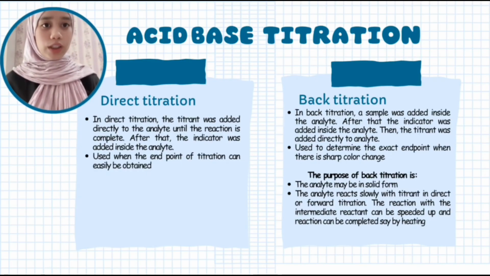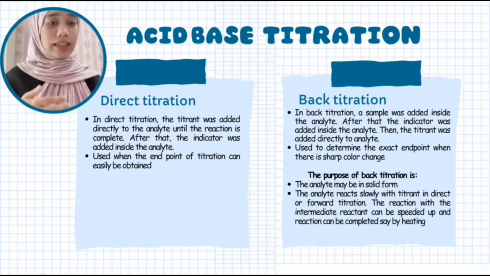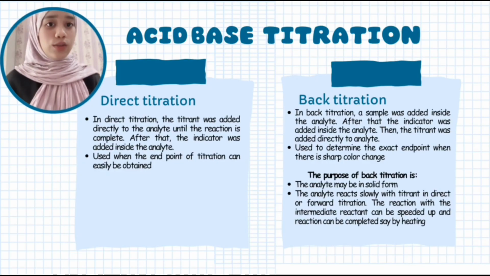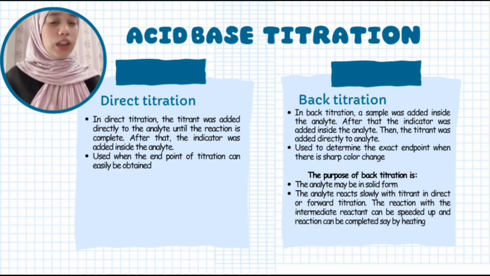Meanwhile, in back titration, the difference is a sample is added to the analyte. After that, the indicator is added to the analyte. Then the titrant is added directly to the analyte. Back titration is used to determine the exact endpoint when there is a sharp color change. The purpose of back titration is that the analyte may be in solid form, or the analyte reacts slowly with the titrant in direct or forward titration. The reaction with the intermediate reactant can be speeded up and the reaction can be completed by heating.